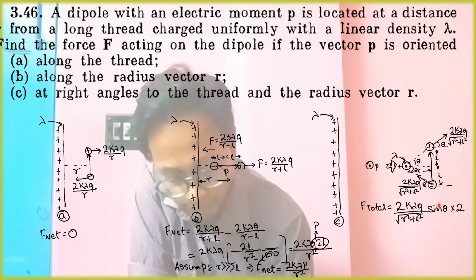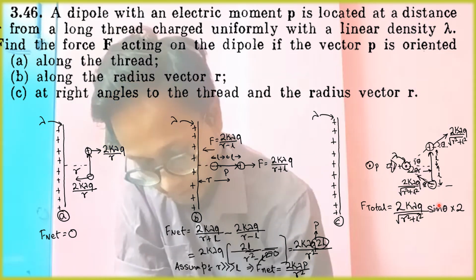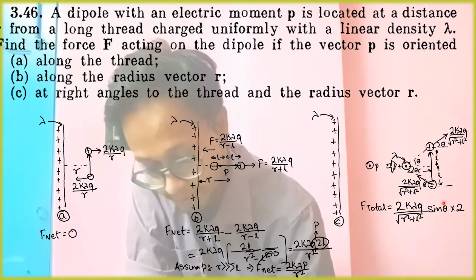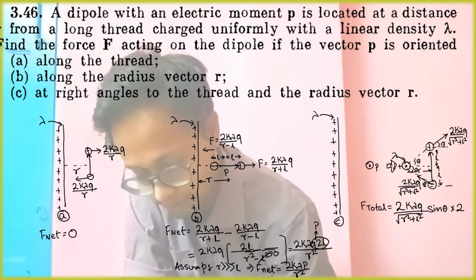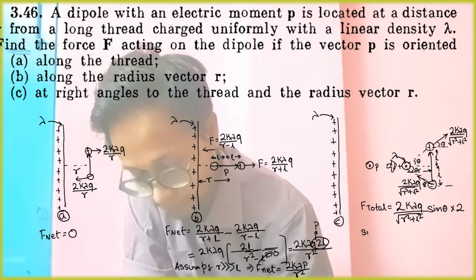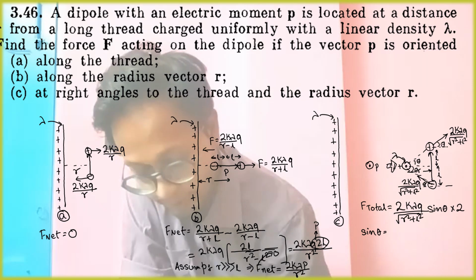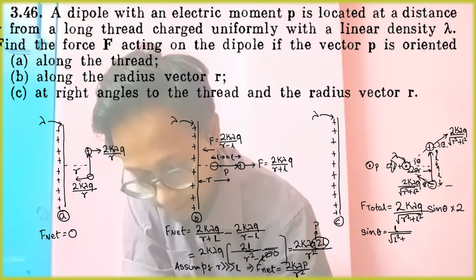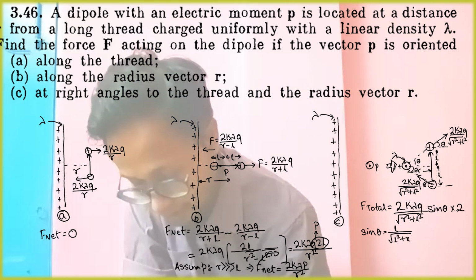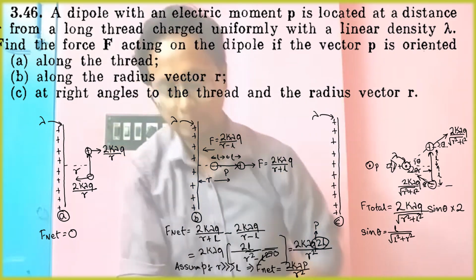Understood? Now let's check what is the value of sine theta. Sine theta is nothing but perpendicular by hypotenuse. So sine theta is equal to how much? Perpendicular is L, and the hypotenuse is under root of L square plus R square, where R is the distance from the wire.